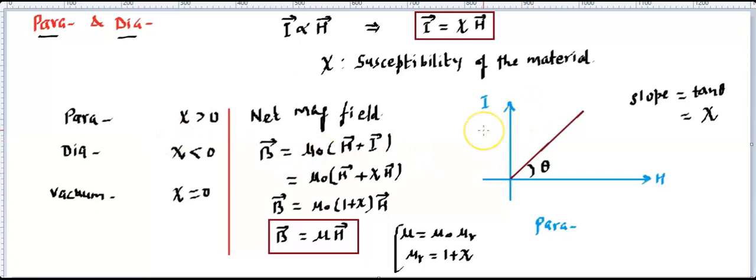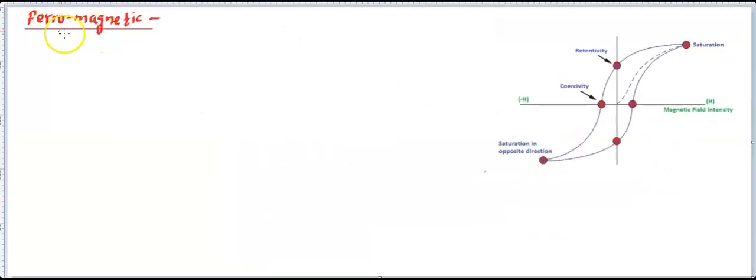Now, as a last point, we will talk about the relationship between magnetization and the applied field in the case of ferromagnetic material. So let's talk about that. For ferromagnetic materials, the relation between magnetization and applied field is given by the hysteresis loop. So there's a loop called the hysteresis loop, and that hysteresis loop describes the relation between I and H. Let me explain how it describes that.